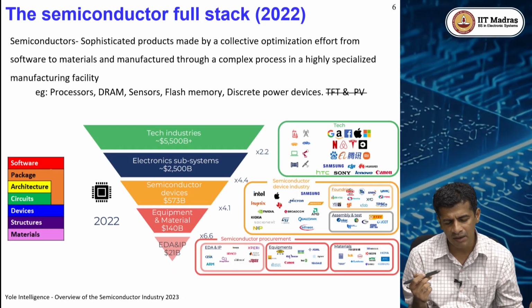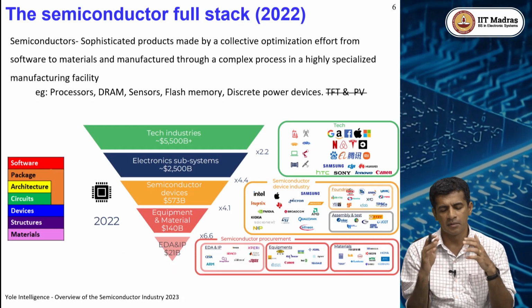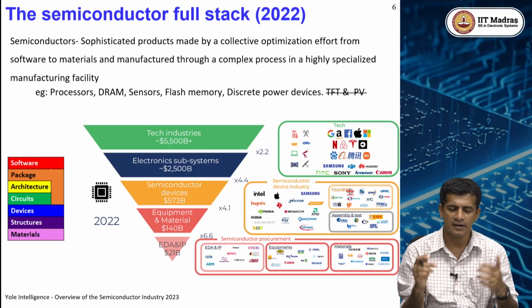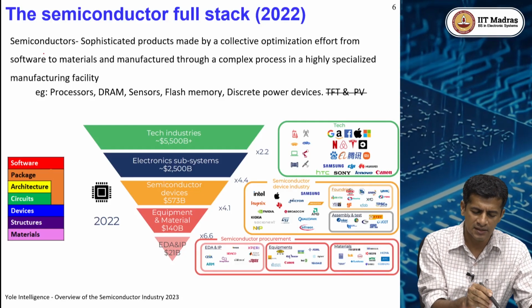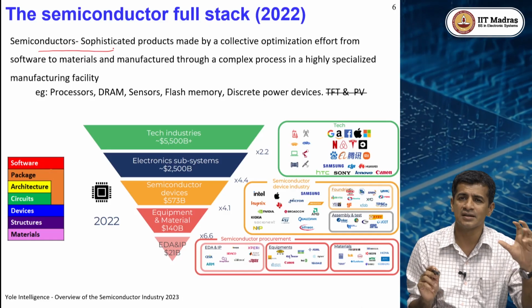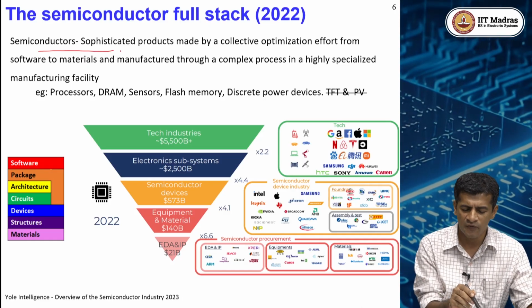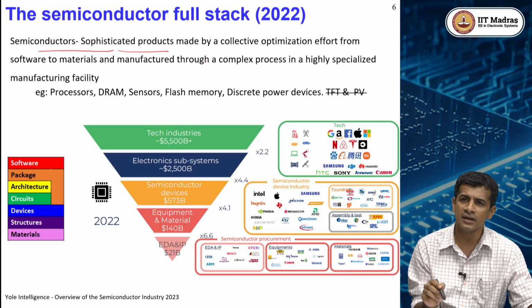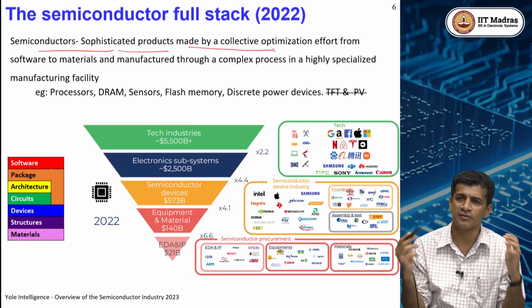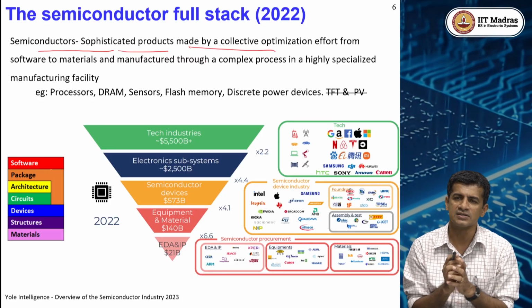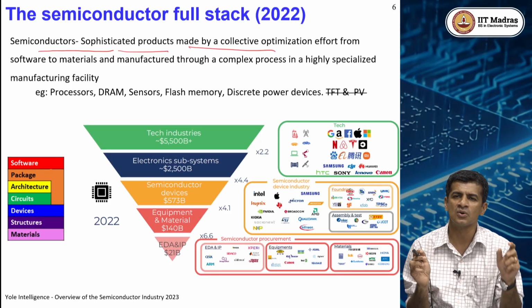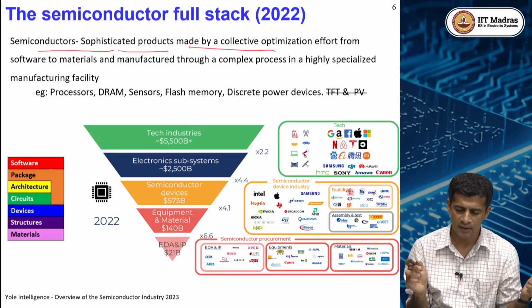Now let us take a big picture look at the semiconductor industry. As I mentioned here, semiconductors are not just raw materials. They are sophisticated products made by a collective optimization effort. A lot of people had to work. It is not possible for one person to create a semiconductor product, right?